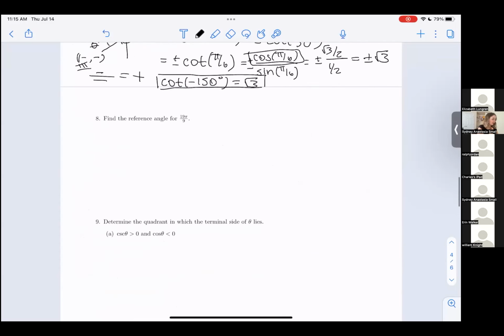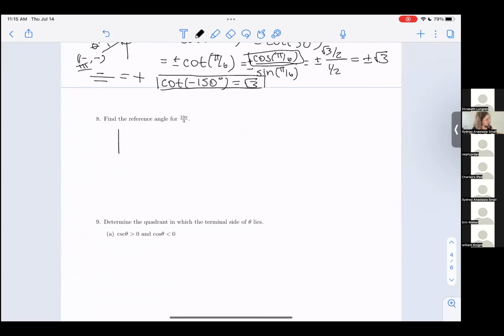And this is just a bit more practice with reference angles. I want to find the reference angle for 19 pi over 9. So just by looking at this, it's probably easiest just to walk around the circle to find it. We could also do the method where we find a coterminal angle, which I will do in a second. But just thinking about walking around this, we know we're going to walk in steps of pi, just because that's an easy factor to think about.